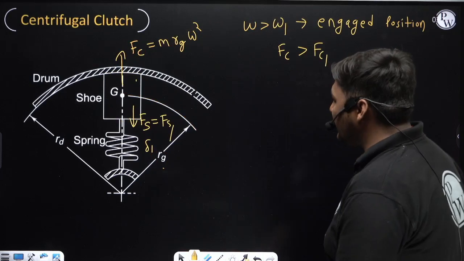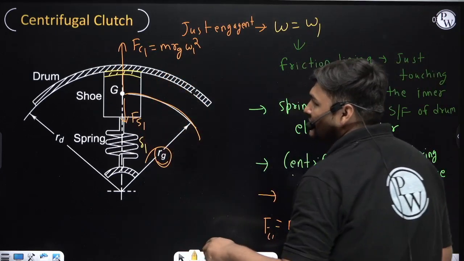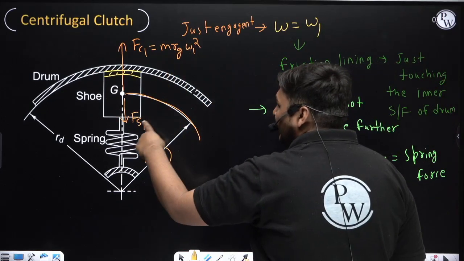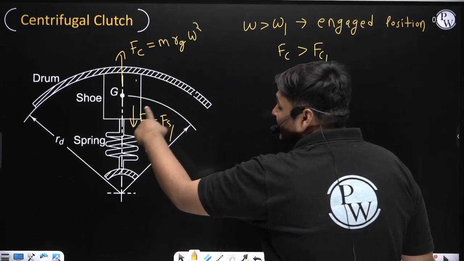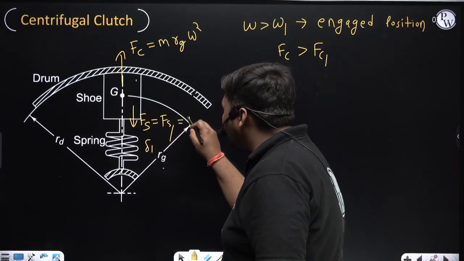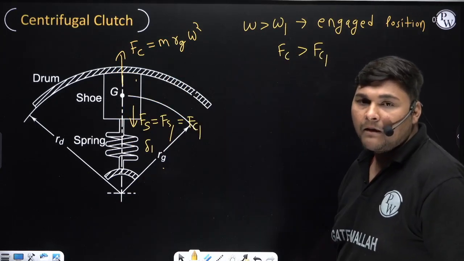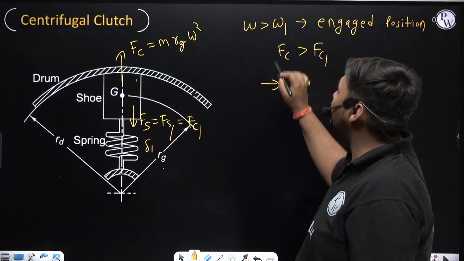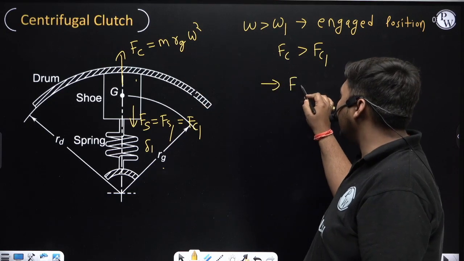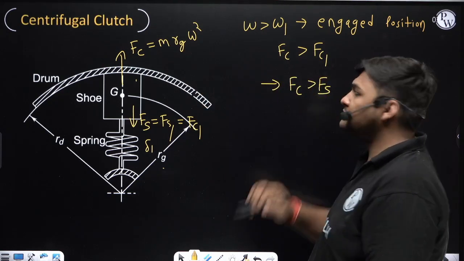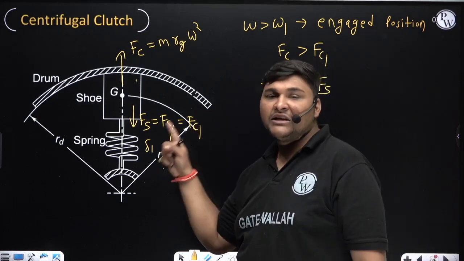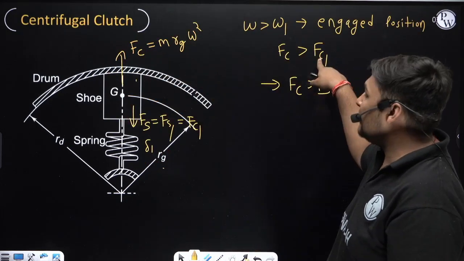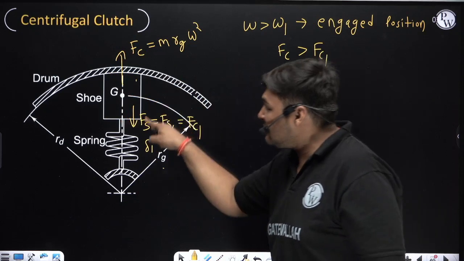So in this case, FC1 was same as FS. But here FC has increased, which is more than FC1. And here FC1 and FS1 were same, and here FS1 is same as FS. FS1 is mathematically equal to FC1. Since FC is more than FC1, can I say at this engaged position, when omega is more than omega 1, centrifugal force will be more than spring force? Because spring force at all engaged positions is same, which is equal to FC1, but centrifugal force is more than FC1. More than FC1 means more than FS1, and more than FS1 means more than FS.